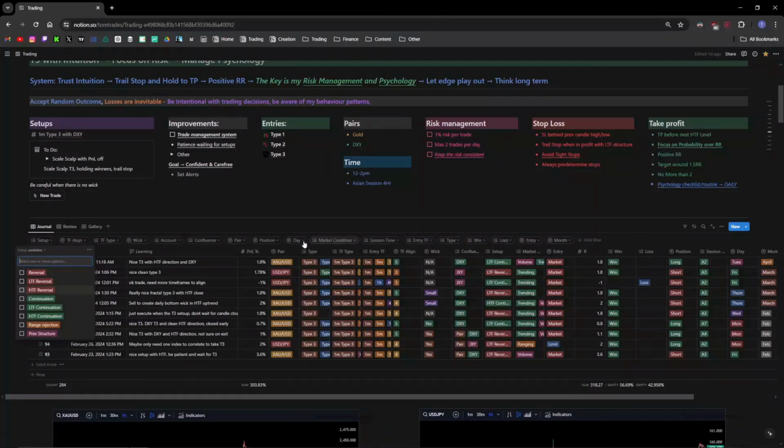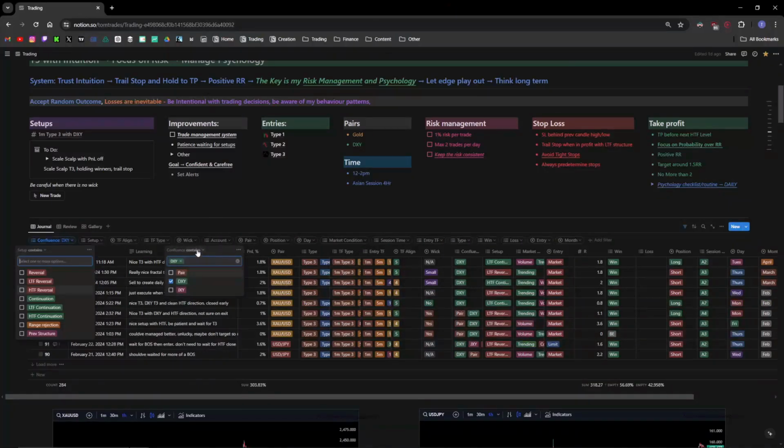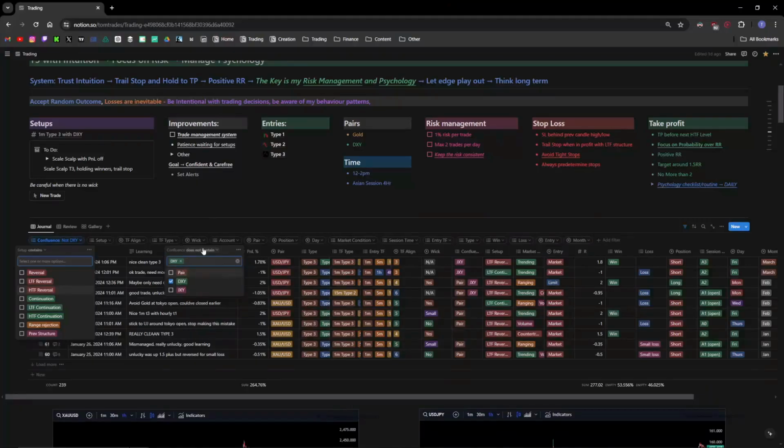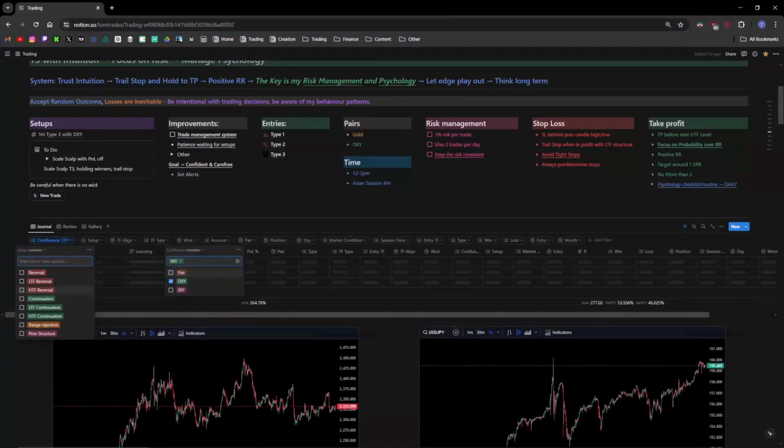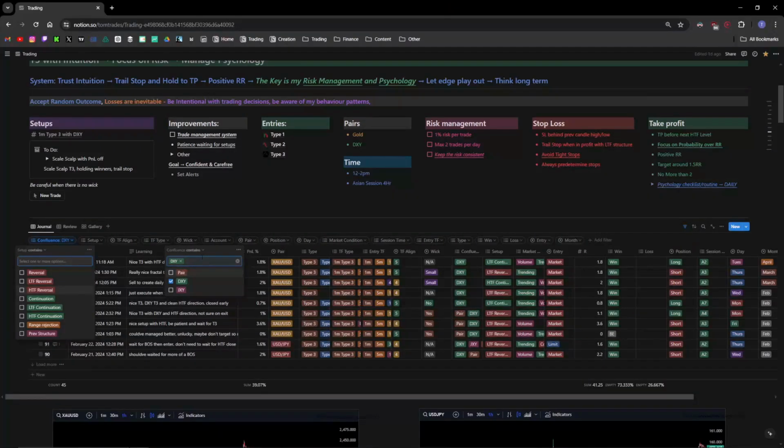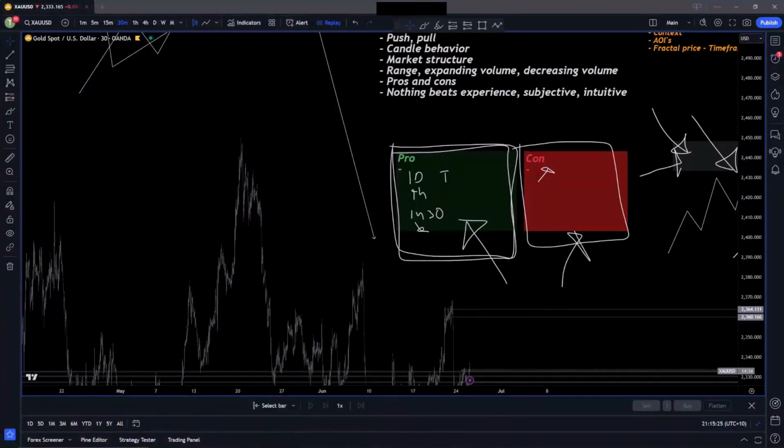But yeah, DXY confluence. 53% win rate without DXY, and then a 73% win rate with DXY. So for some reason, I'm really good at DXY. That's kind of why I give it so much weight.